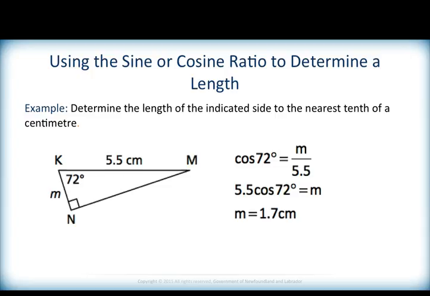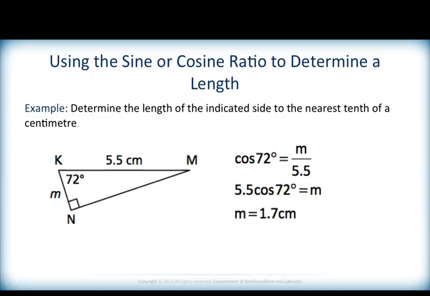So when using the sine or the cosine ratio, you can write the equation to help determine the length of an unknown side. Similar to this example, where we have to determine the length of the indicated side to the nearest tenth of a centimeter. Looking at our triangle, we first have to determine if the sine or the cosine ratio is most appropriate. We will label our right triangle according to the theta, or the degree, that's given.